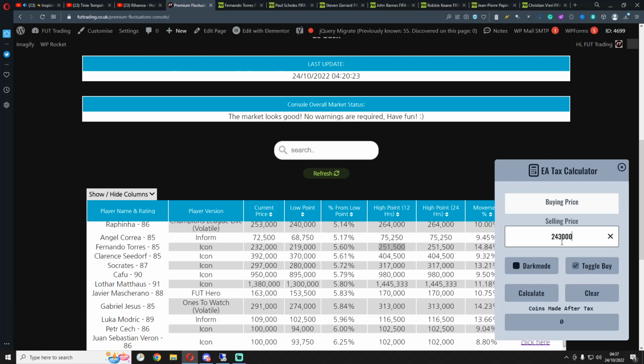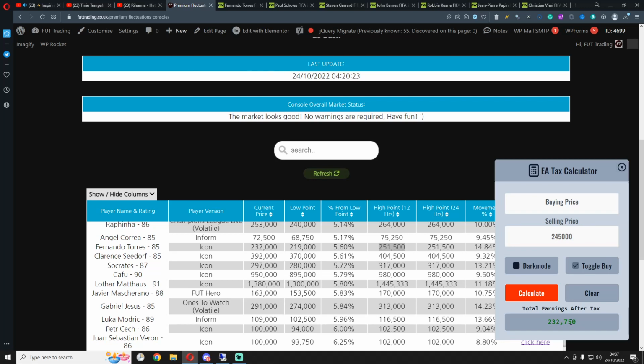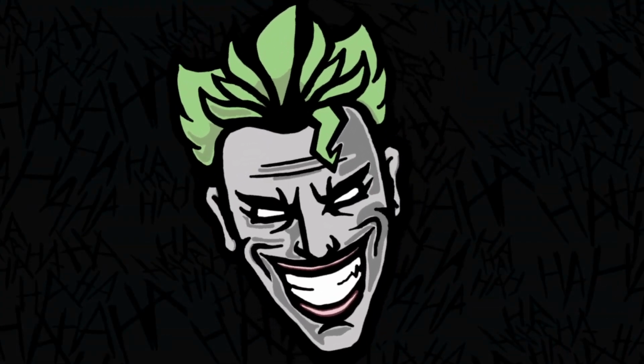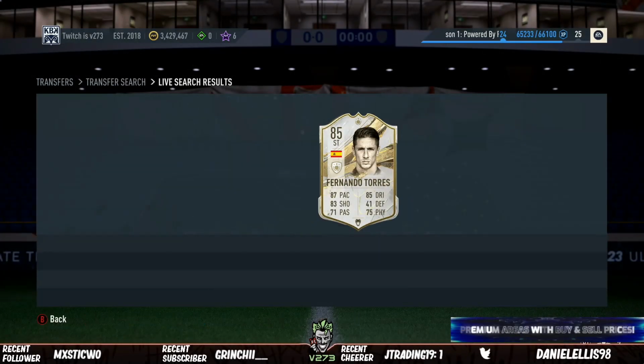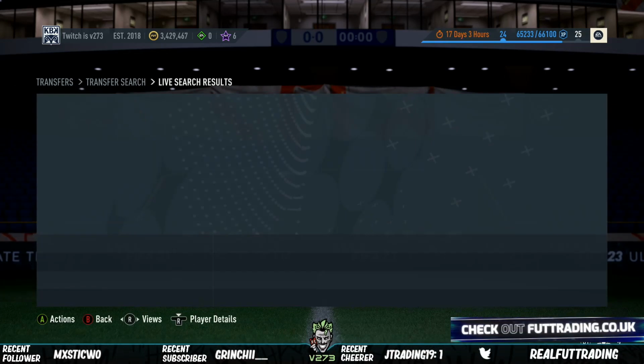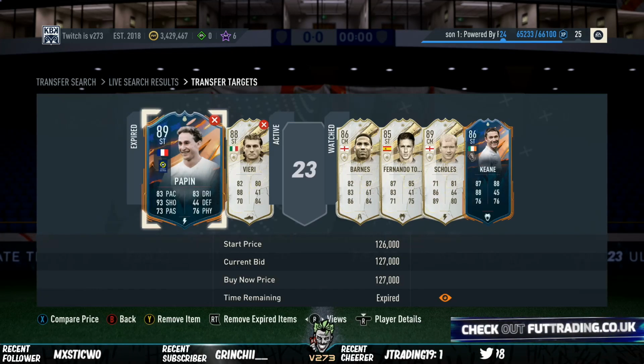Just say 243 for the example. I'll put it to 245 for the sake of it. So you can see you're going to get 232,000 after tax. So if you buy at that low point of 220, there's still very good profit there, right? Because you're going to make yourself 12,750 coins profit, which is worth your time. That's 5% of the number, so if you see a 220 appear via bid or snipe, because you could just compare price, but again we added it to our watch list because we know he's only 6k off. So the next person to sell a Torres might undercut by 6k, and then you've got yourself a deal, right?